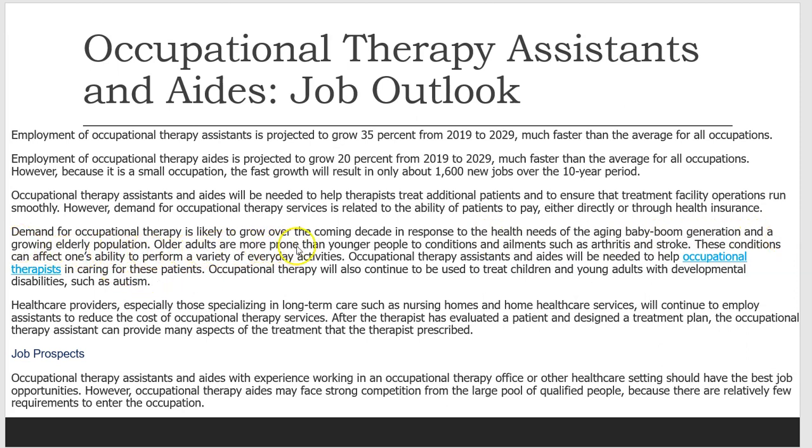Older adults are more prone than younger people to conditions and ailments such as arthritis and stroke. These conditions can affect one's ability to perform a variety of everyday activities. Occupational therapy assistants and aides will be needed to help occupational therapists in caring for these patients. Occupational therapy will also continue to be used to treat children and young adults with developmental disabilities such as autism.